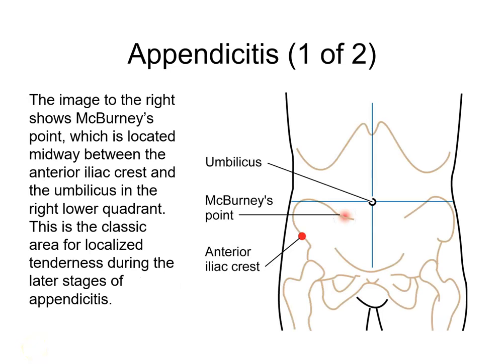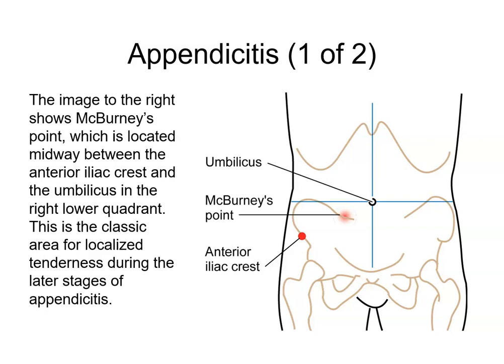So we have already determined what appendicitis is and what the cause of appendicitis is. Our next question about appendicitis is, how does the nurse know that the patient may be having an acute infection in the appendix? Okay, and that's what this picture is showing here. This is McBurney's point.